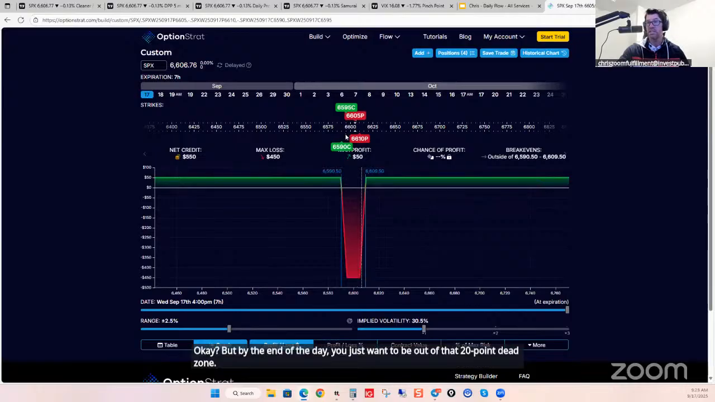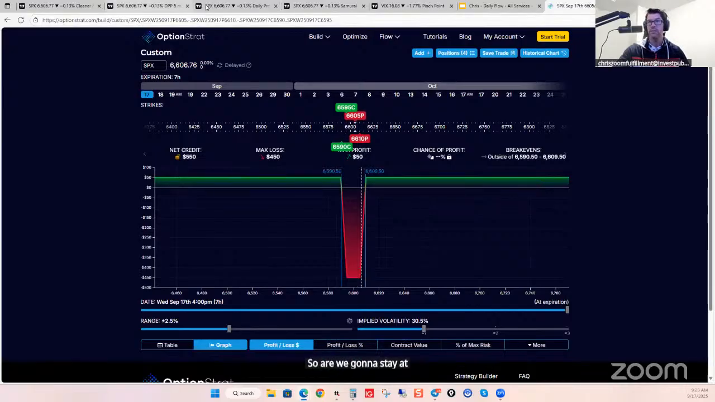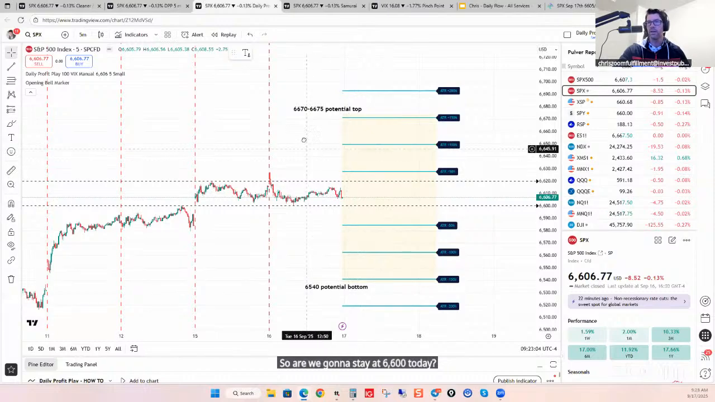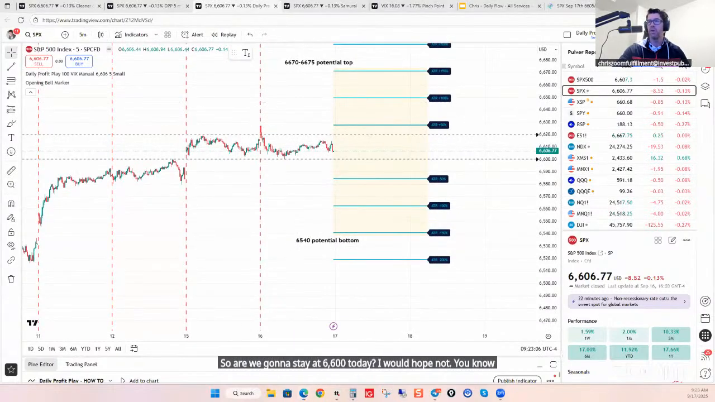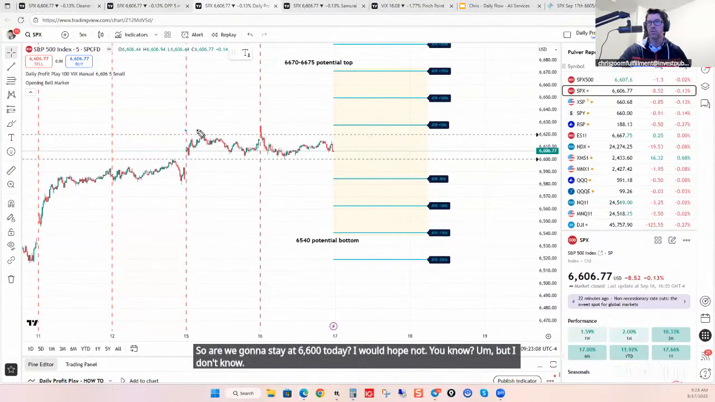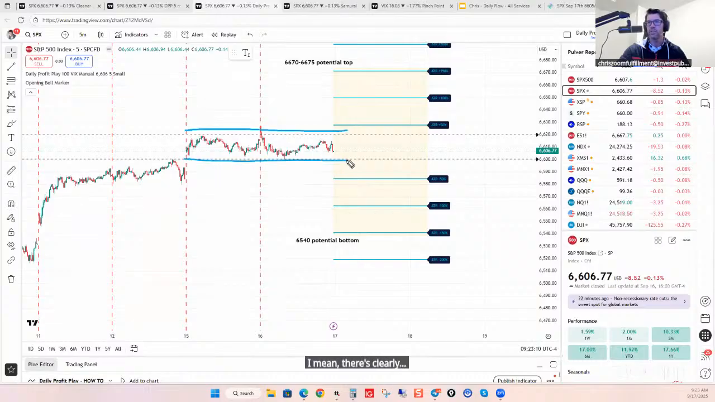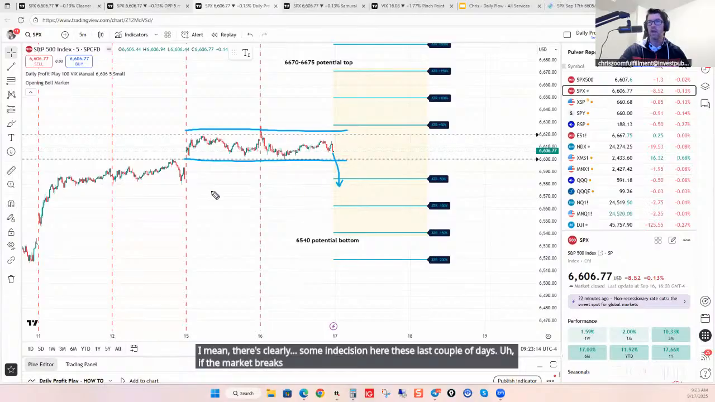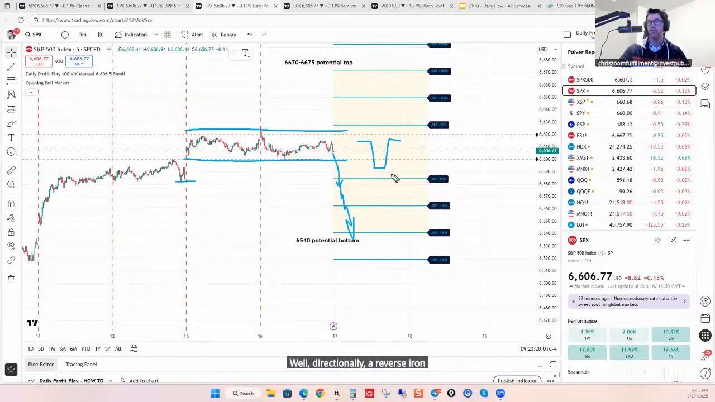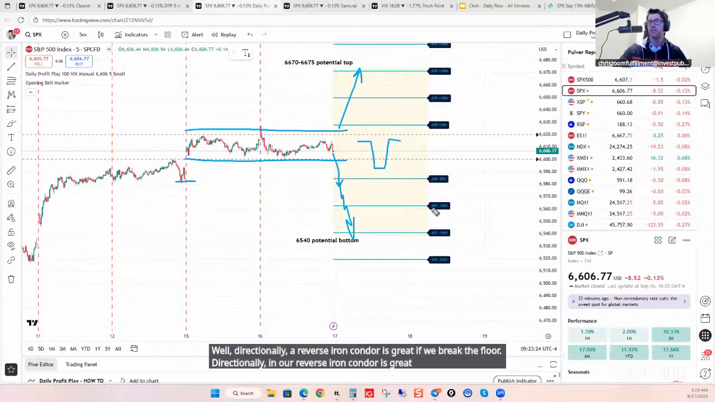So are we going to stay at 6,600 today? I would hope not, but I don't know. I mean, there's clearly some indecision here these last couple of days. If the market breaks through the floor, taking out a low, and then there's room to fall? Well, directionally, a reverse iron condor is great if we break the floor. Directionally, a reverse iron condor is great if we break the highs.